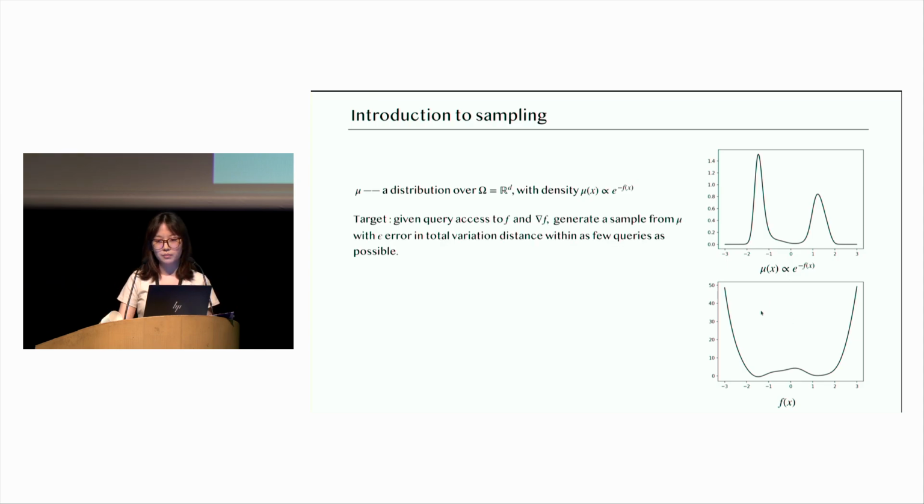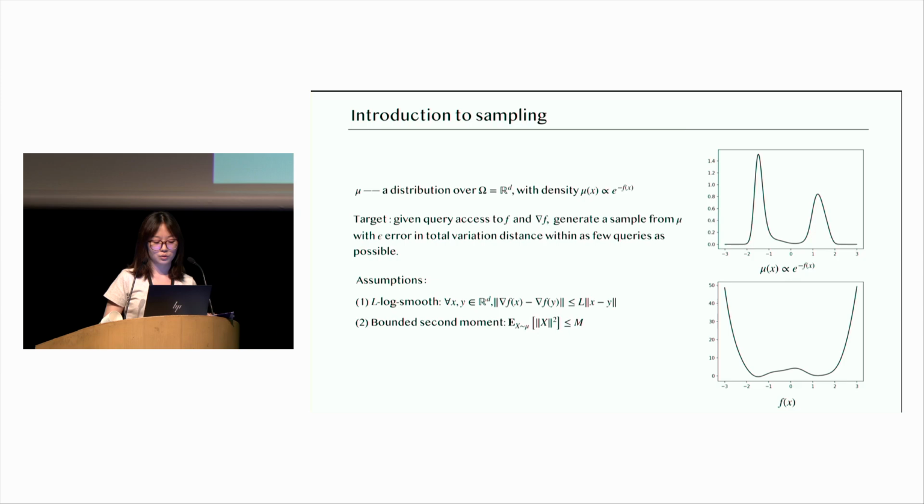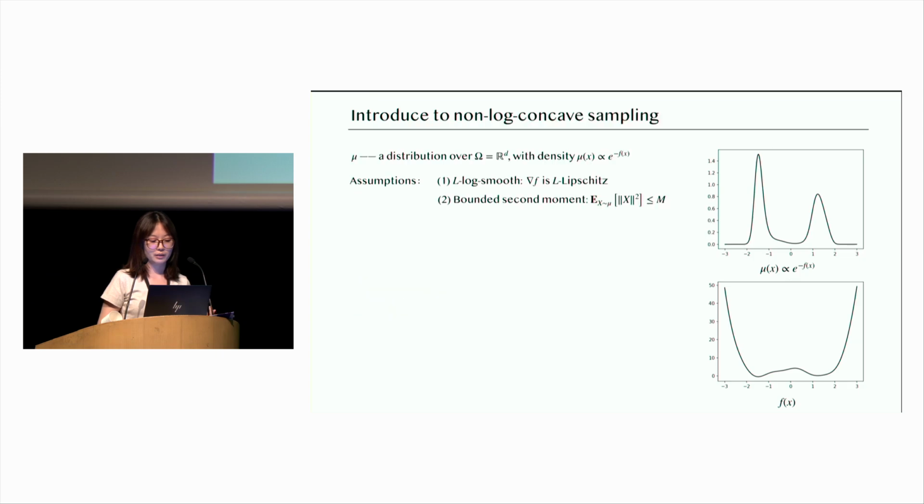We want to sample from this distribution, and what we have is query access to the value of the potential function and its gradient. We want to generate a sample from mu with epsilon error in total variation distance within as few queries as possible. Of course, we have some assumptions on the distribution. We assume it to be L-log smooth, and we assume it has a bounded second moment. These two assumptions are commonly assumed in sampling works, and they are very basic assumptions.